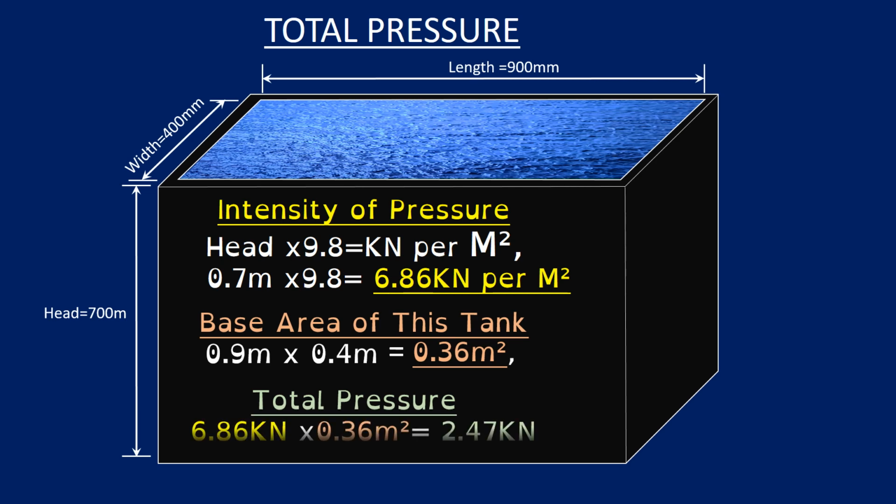So once we've got that information, and along the bottom there on the tank you'll see written, we multiplied 6.86 kilonewtons, which is what it would be if it was a square meter for that head of 0.7 meters, I should say. And we multiply that then by the base area of this tank. And as you can see there, we got 2.47 kilonewtons.